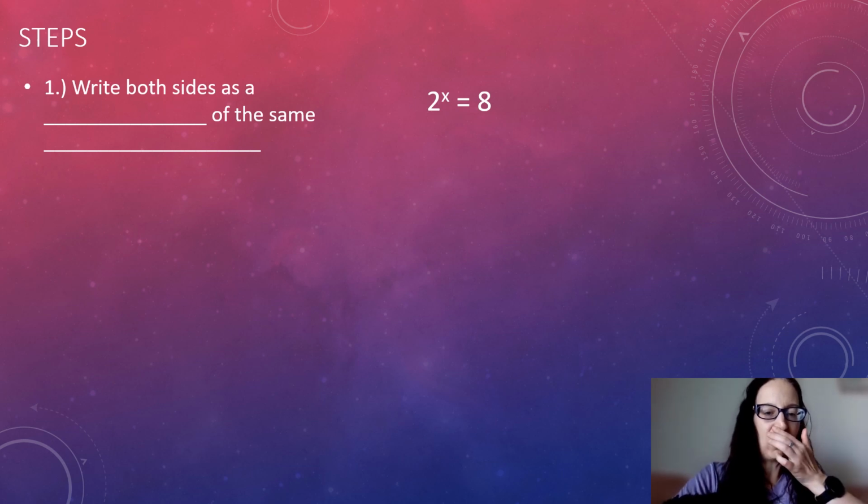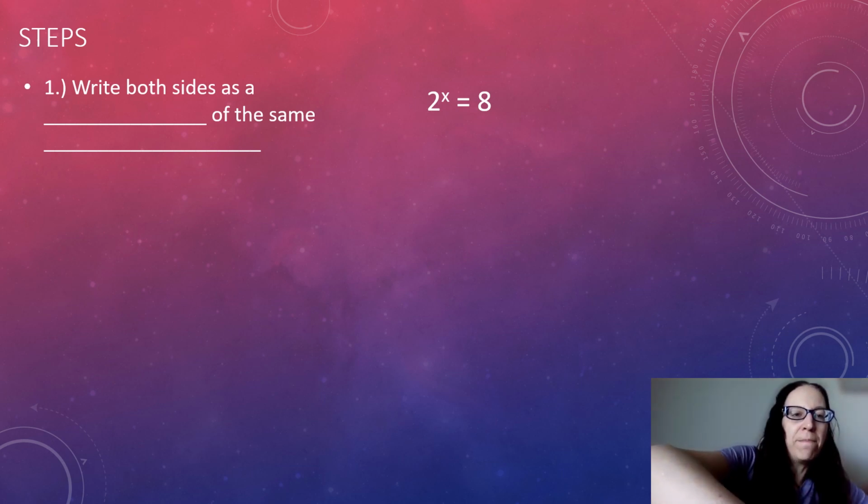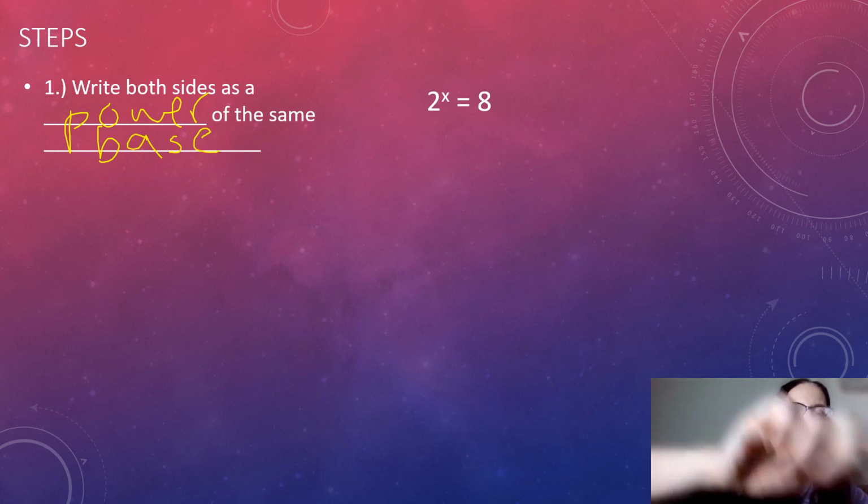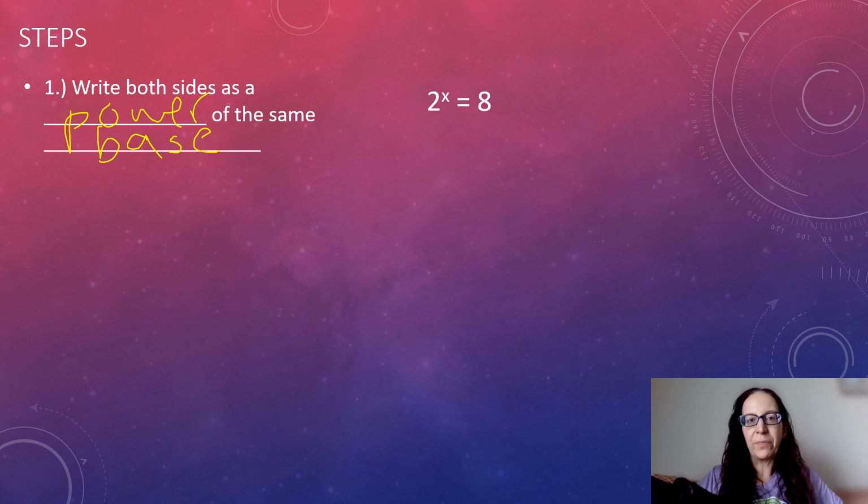And so my first step is to write both sides as a power of the same base. Now, to do this, you might need to grab a calculator. If the numbers are fairly small and you've been faithfully doing the work that we've been doing all year, then you start to develop a pretty good sense of, you know that 8 is a power of 2. In fact, you might know that it is 2 to the third power, just because you've seen it so many times.